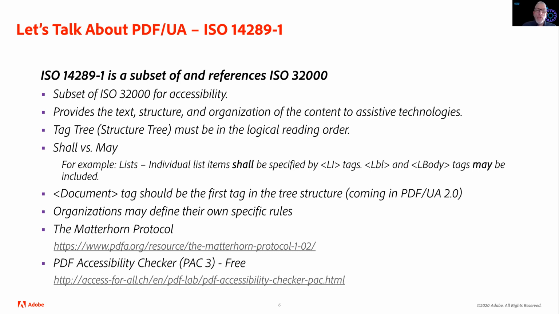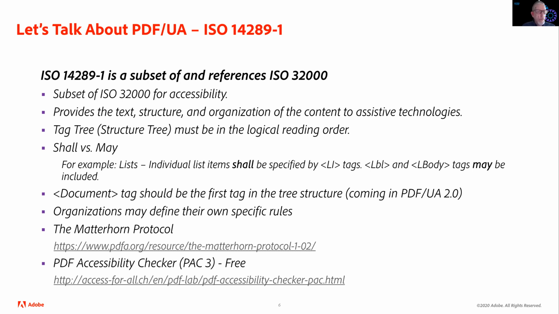One of the other things is you may, as an organization, define things specifically, because most standards have things that they say you must do, and then they have things that you may do. One of the examples in PDF UA is lists. You must have a list tag and a list item tag. If you don't know what a tag is, don't worry, we'll get to that. You may have an LBL or label tag, like for the bullet, and you may have an L body tag for the content, but you don't have to. So it depends on the standard. Standards are changing in the near future, so there'll be some other things like adding a document tag as the first tag in the tag tree.